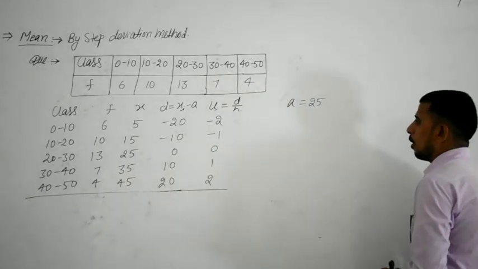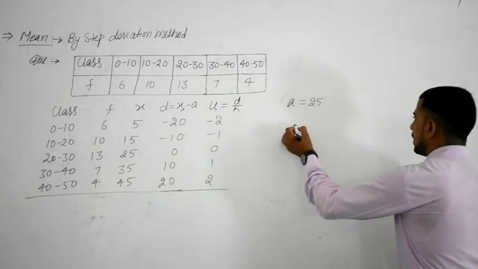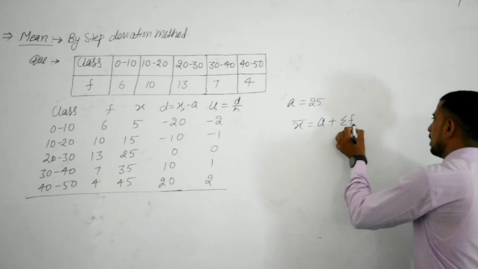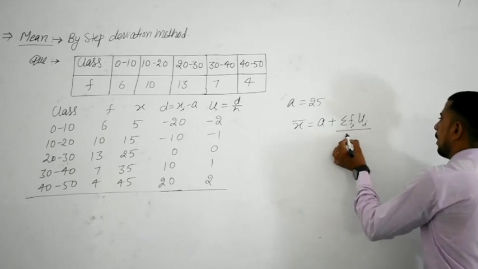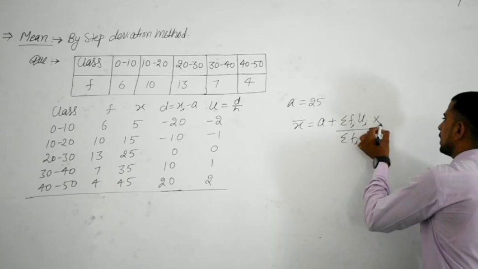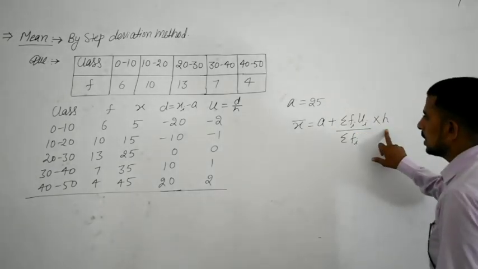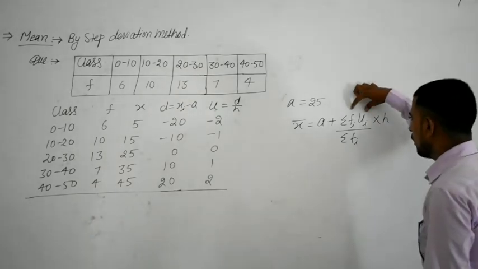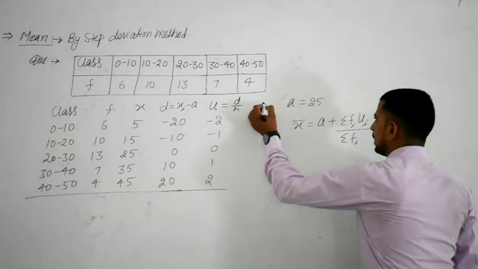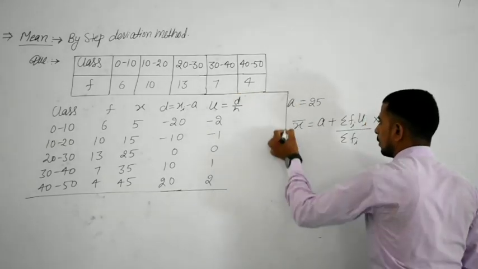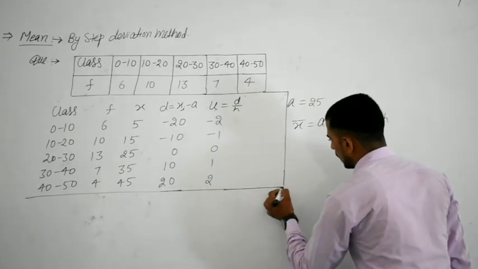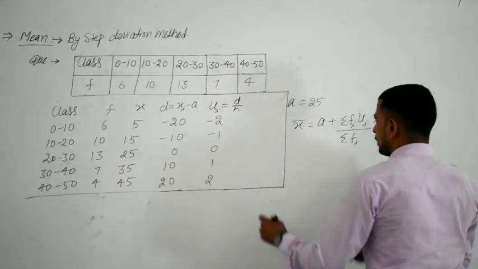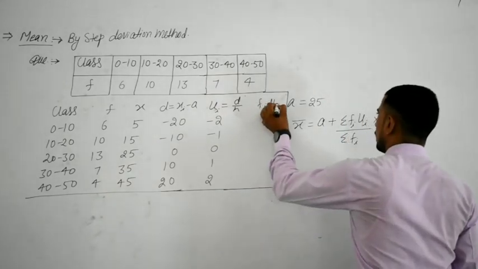The formula of mean by step deviation method: x bar is equal to a plus summation fi ui upon summation fi, multiplied by h. H means height of class. Now we want the value of fi ui. Fi ui means the product of frequency and the values of u.